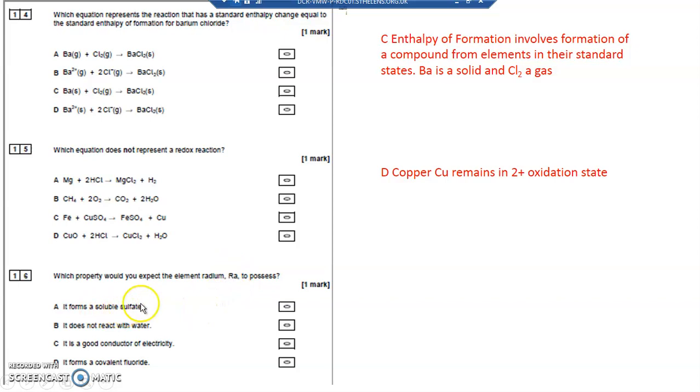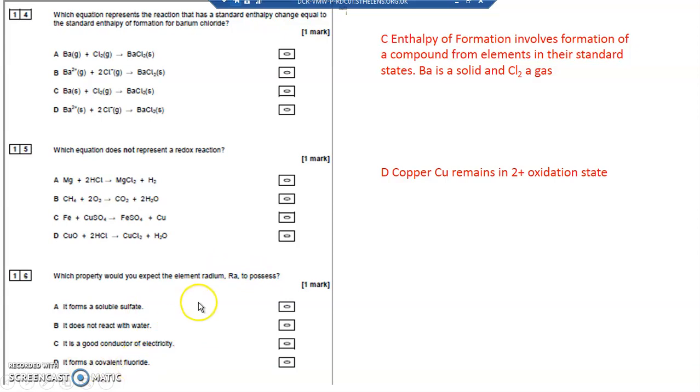It forms a soluble sulfate. Now as you go down the group, they get more and more insoluble. It does not react with water. Yes, it's a metal, and most metals react with water, and so it will react with water, especially one so far down the bottom of group 2. It's a good conductor of electricity. Yes, it will conduct electricity, so all metals conduct electricity.